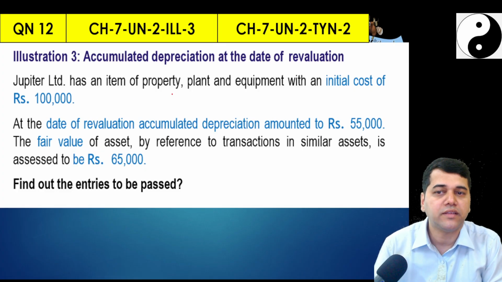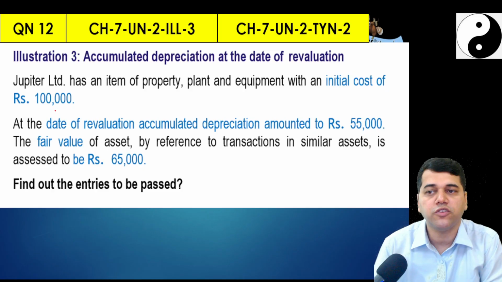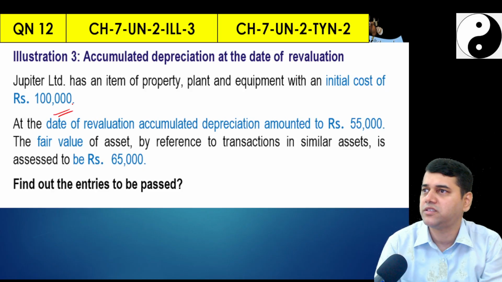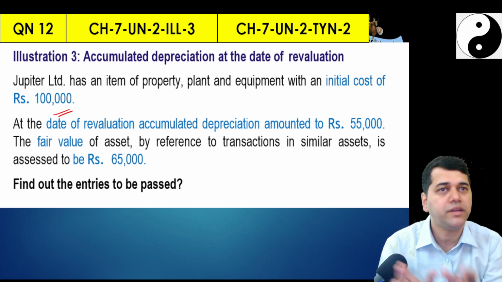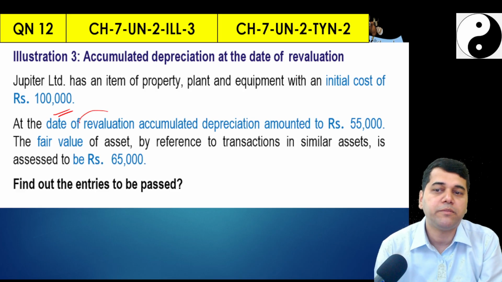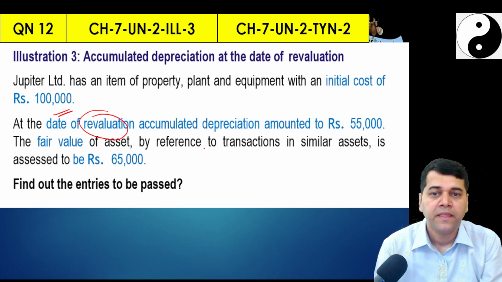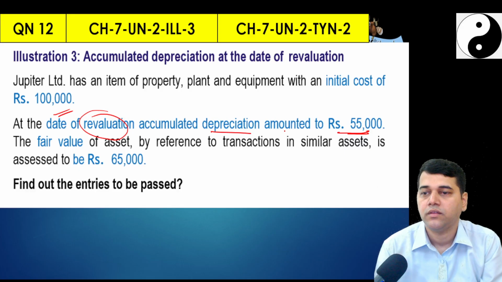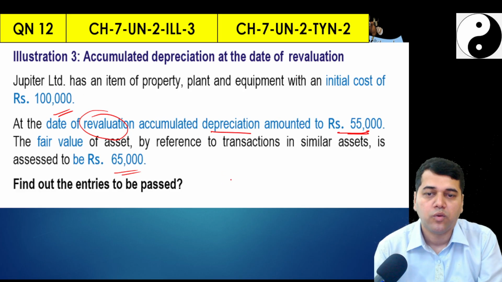Jupiter Limited has an item of PPE with the initial cost of 1 lakh. What is this 1 lakh? Whatever cost of construction, acquisition, barter, you name it, that initial PPE entry. At the date of revaluation, that means you must have followed revaluation method, accumulated depreciation of 55,000. The fair value of the asset by reference to the transaction in similar asset is assessed to be 65,000. That means 1 lakh is the book value.